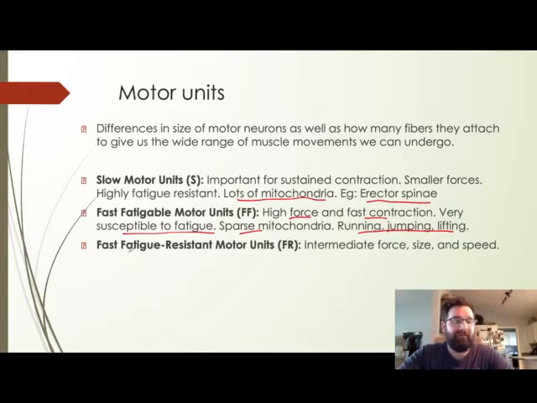And then you have these fast fatigue resistant motor units, which are kind of an intermediate in force, size, and speed. So depending on what action, you're going to get a combination of these different actions, right? Or maybe only one certain type, depending on the thing that's being done. We'll learn more about mitochondria and the coloring of these muscles and stuff like that in the future, but I want you to be aware there's different types.